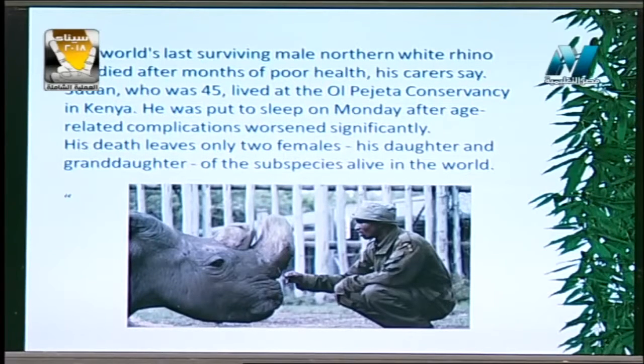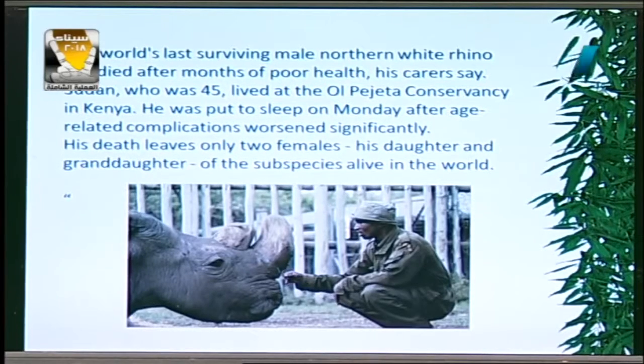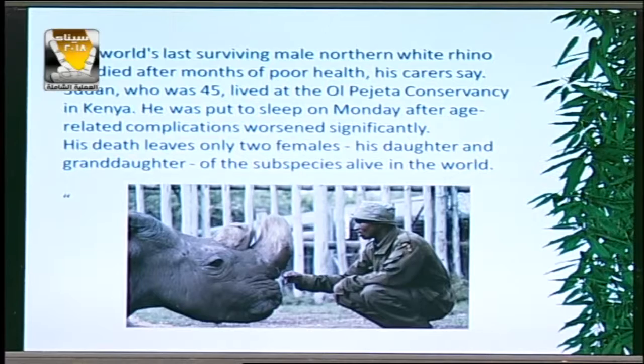Sudan, who was 45 years old, which in animal calculation means about 90 years, like humans. He lived at the Ol Pejeta Conservancy in Kenya. He was put to sleep on Monday after age-related complications. He was 90 in human terms. We heard this on the recent news on the BBC. He was put to sleep. His complications worsened significantly because of old age.